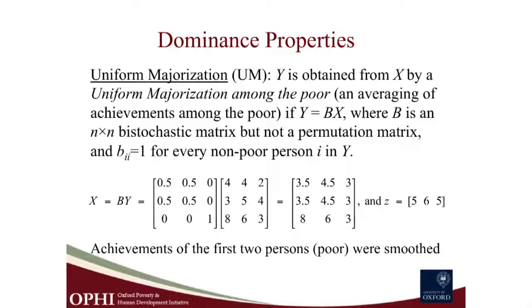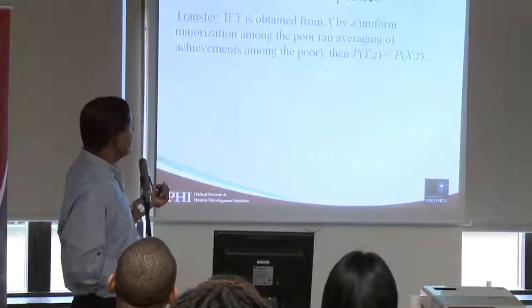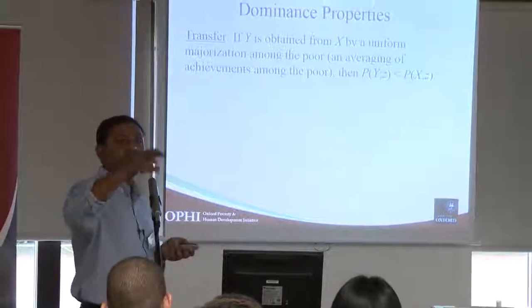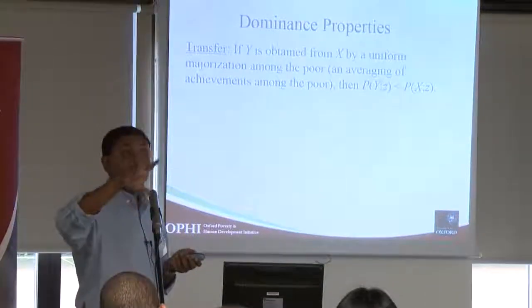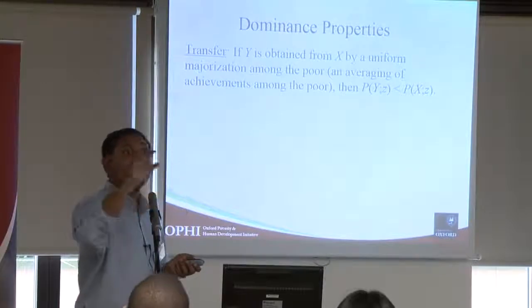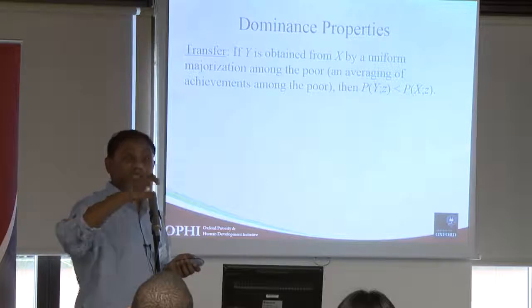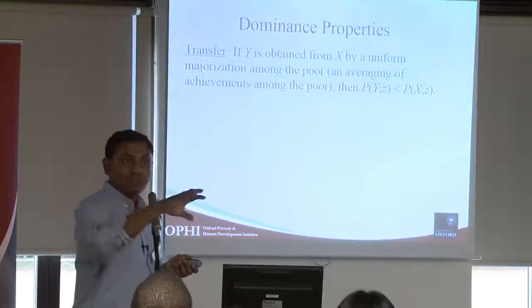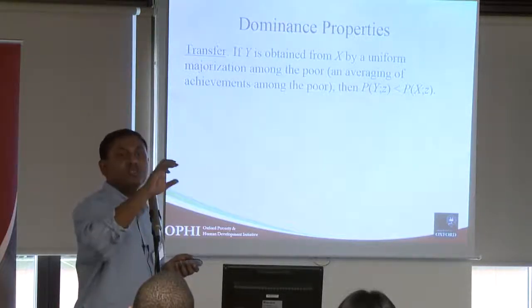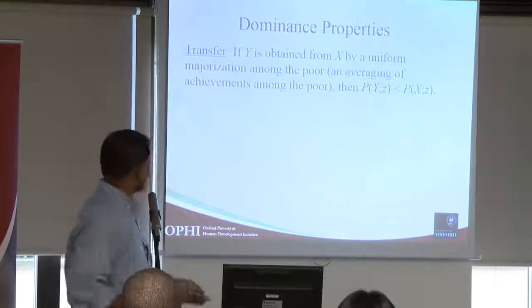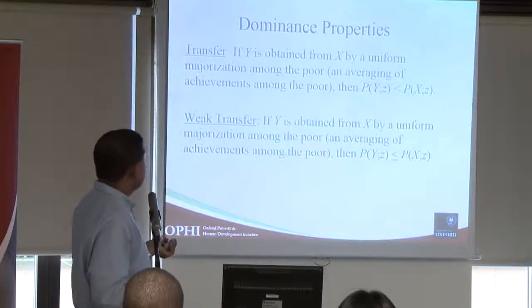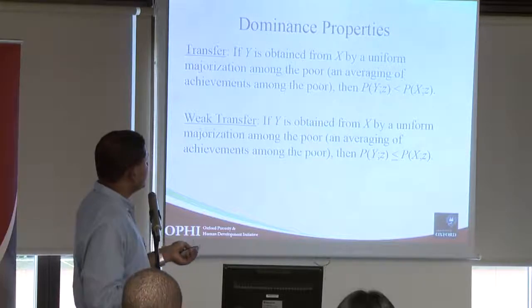So transfer says if y is obtained from x by uniform majorization among the poor, and averaging of achievements among the poor, then poverty goes down. So you have the same level of average income among the poor, but one is more unequal. If it is more unequal, even with the same average achievements, poverty should be higher for the distribution which is more unequal. And then there is a corresponding weaker version.